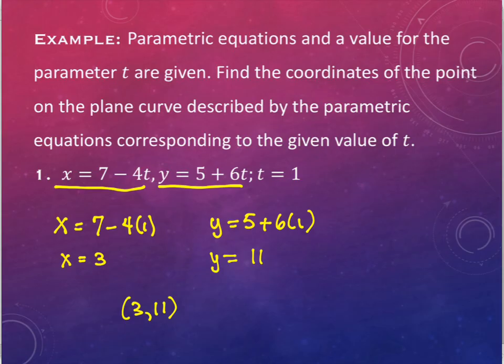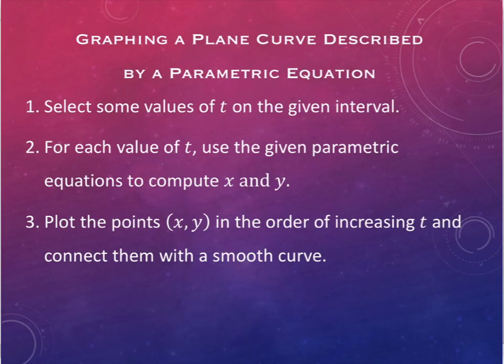Or if we were looking at our location in time, if you drew a graph, kind of like a drawing of where you go during the day, you would have these sort of movements, right? And that would be the graph we're looking at. So in order to graph this, you're going to select some values of t on a given interval. I'll show you an example of one. For each value of t, we're going to use the parametric equations to find the x and the y, just like we did on problem number 1. The third thing is that we're going to plot those points in order of increasing t, and we're going to connect them with a smooth curve.